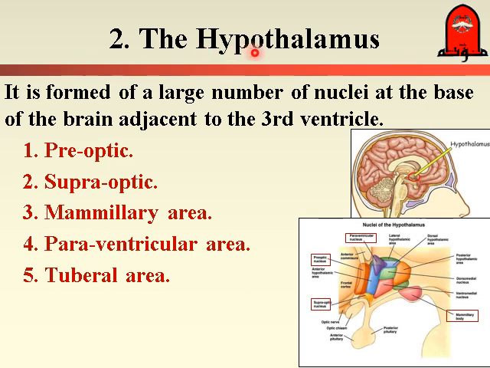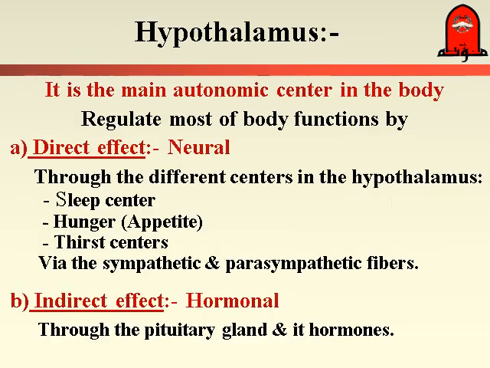The hypothalamus is present within the brain, adjacent to the third ventricle, and is formed of many nuclei, as you see here in this diagram. We have the preoptic and supraoptic nuclei, the mammillary body or mammillary area, and also the paraventricular area and tuberal area. Each one of them has a specific control on the autonomic nervous system.